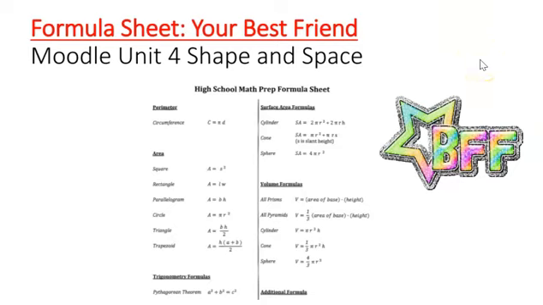Hello, in this video we'll take a look at the first lesson for shape and space on perimeter. When we're looking at this unit, the formula sheet provided in the unit in Moodle is really your best friend, because you can write on your formula sheet, you can print it off, you can have it electronically, you don't have to memorize all the formulas, and you can add notes onto your formula sheet that can help you with this unit.